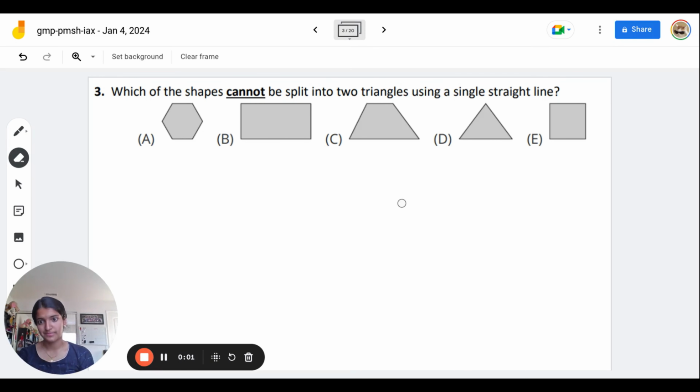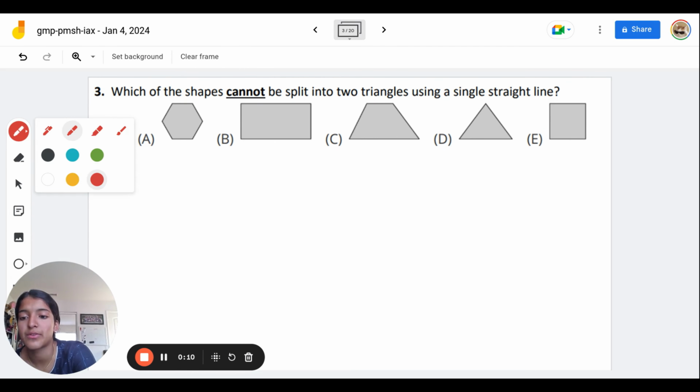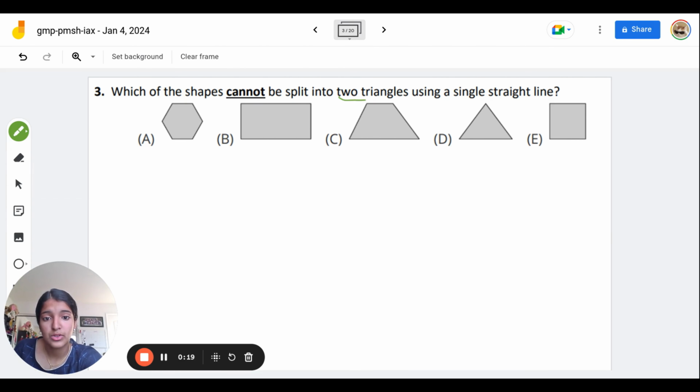Question number 3. Which of the shapes cannot be split into 2 triangles using a single straight line? Okay, I'm going to underline a few of the important parts of this problem. So it says cannot, that's already underlined for me, and we need 2 triangles using a single straight line. So as we look at all of these shapes, we're going to go through them and see whether they can be split up using a single straight line.